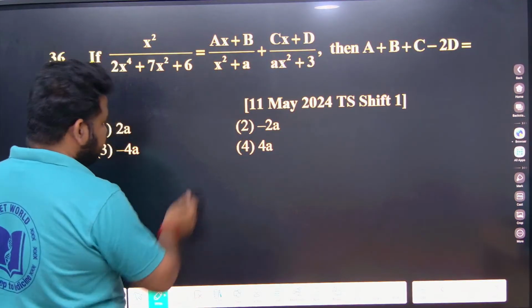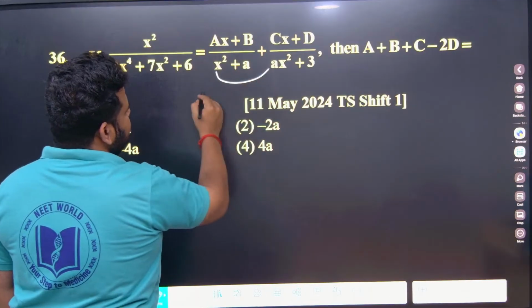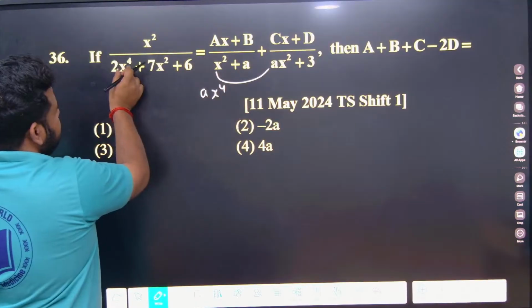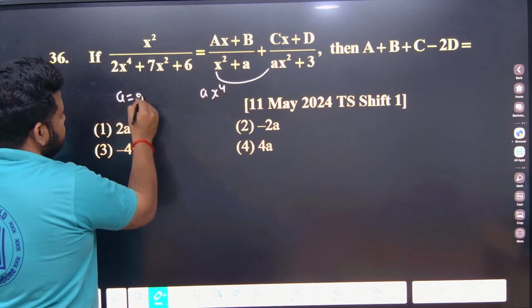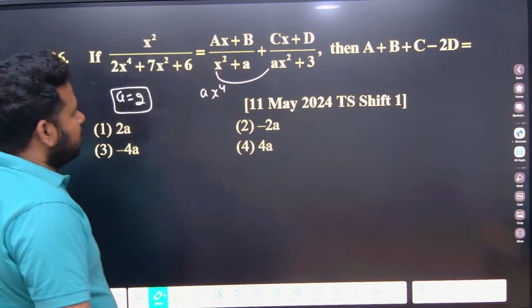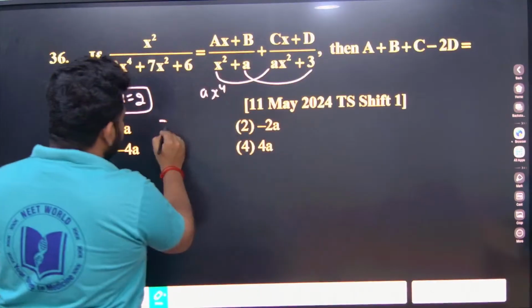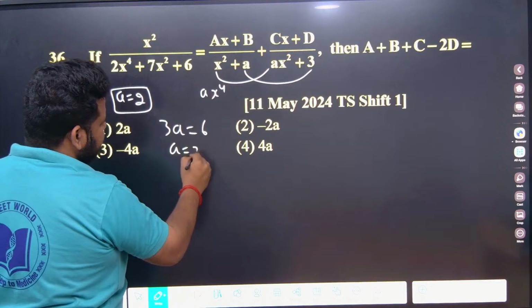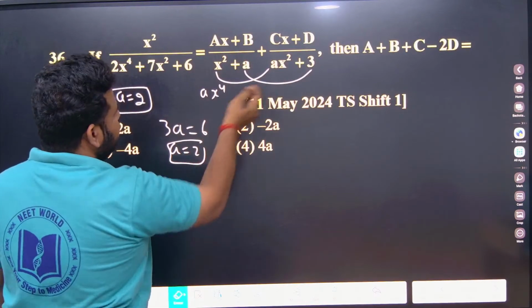See here, first of all, they have given some constant value, small a and small a. So this x square into x square will become ax to the power of 4. Here, the coefficient of x to the power 4 is what? It is 2. So small a will be equal to 2. Now, look at this constant. a into 3 is 3a. So 3a will be equal to the constant value, 6 here. So a will get it as 2 again. But we are not bothered about a. Already we got the value of a. Just we have to put the values here.